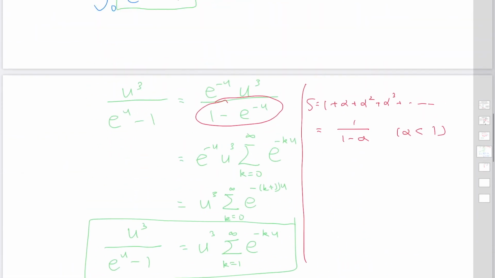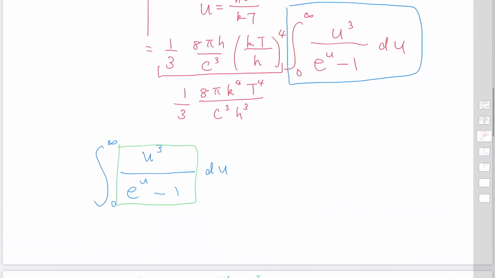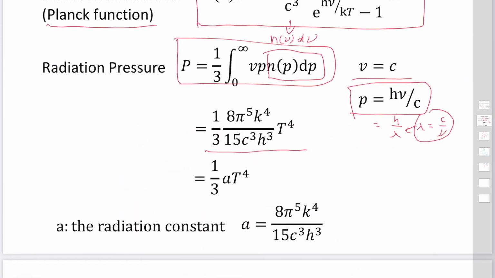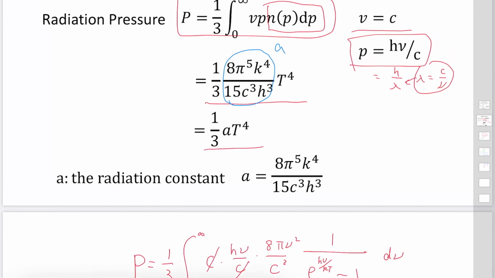Then, back to this equation, this part is pi to the 4th over 15. So it becomes this equation. If you choose this part to be a, the final answer for the pressure is expressed as 1 over 3 a T to the 4th. And a is what we call the radiation constant. So this is the pressure due to photons. Okay, this is the end of this session.